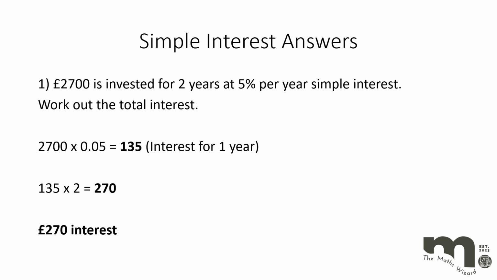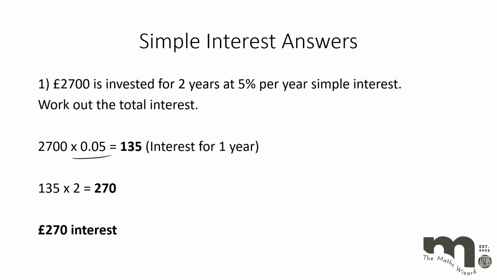So 2,700 is invested for 2 years at 5% per annum per year simple interest. So if we times by 0.05, that will give us £135. So that's how much interest you're getting for 1 year. If you times it by 2, that will tell you how much you're going to have over 2 years.